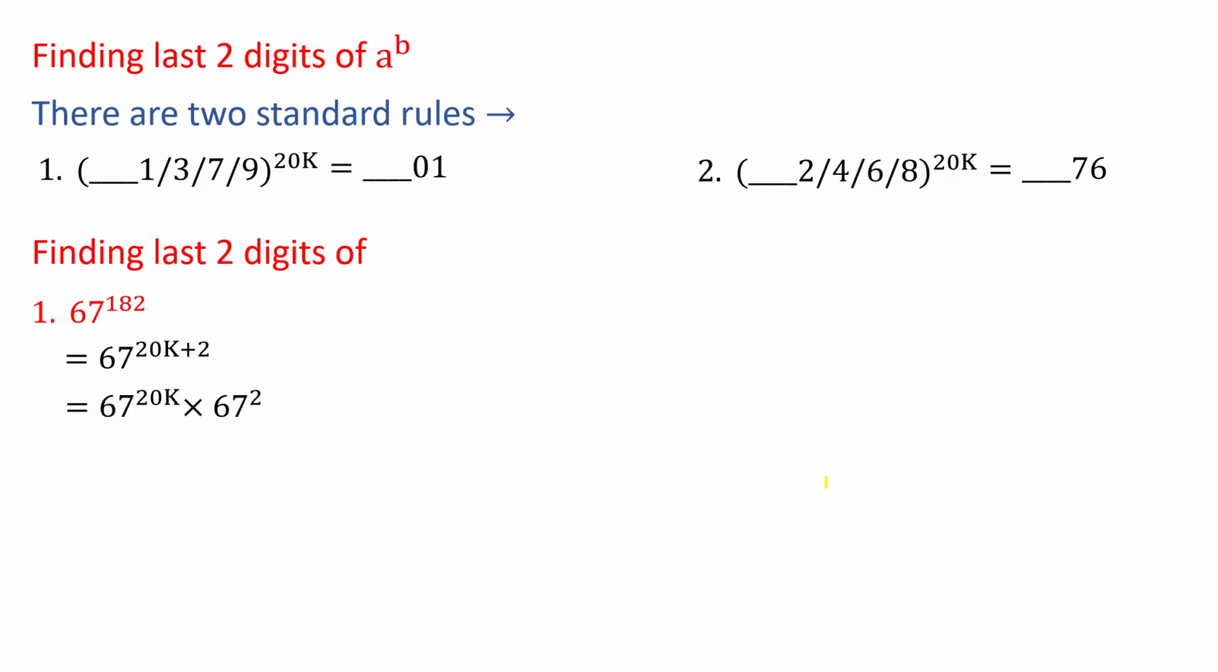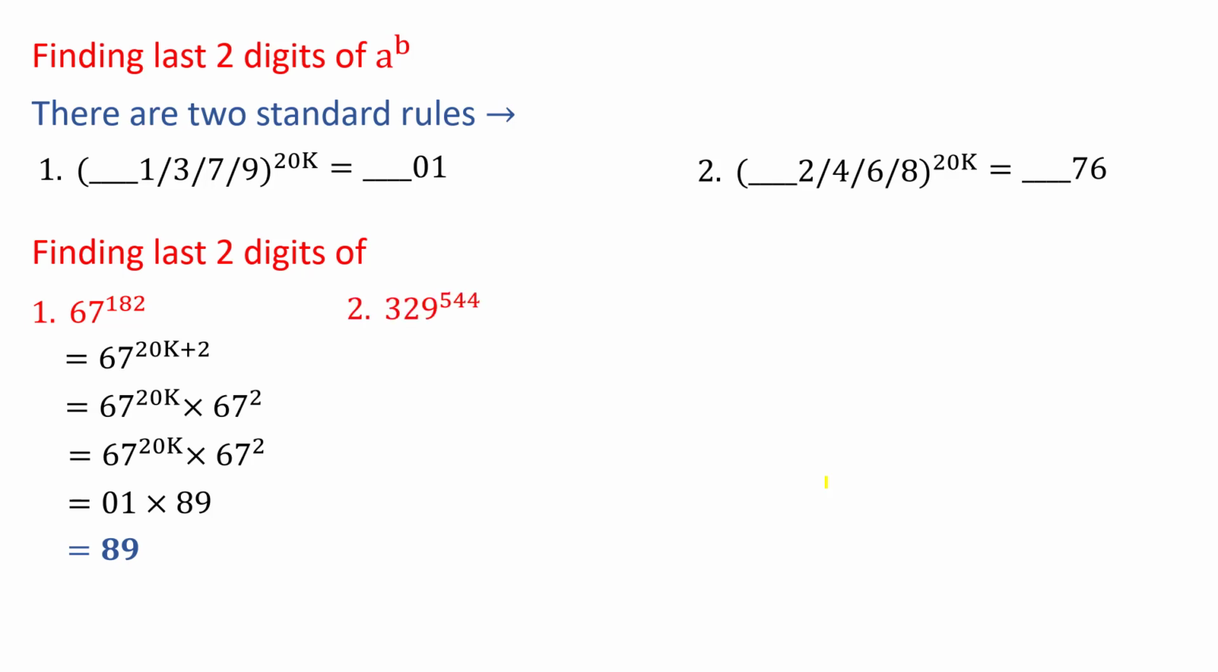We know that 67 to the power 20k ends with 0, 1, and 67 square ends with, take the difference of 67 with 50, that is 17. 17 square ends with 89, so 67 square ends with 89. So 0, 1 into 89 is 89. Okay everyone, this is how we can find the last two digits of 67 to the power 182.